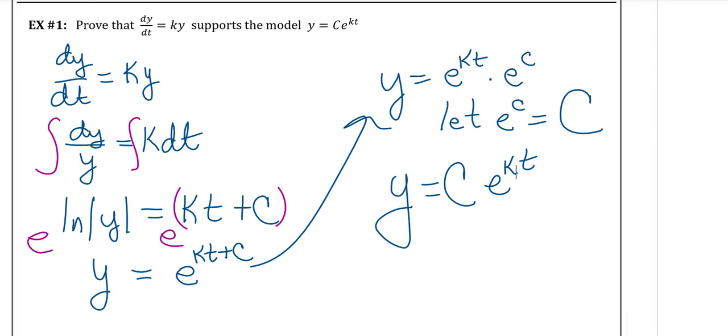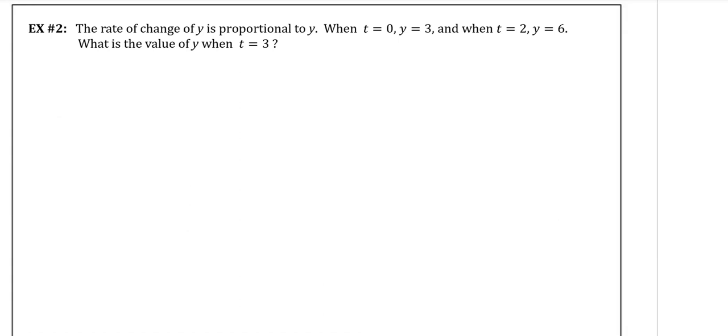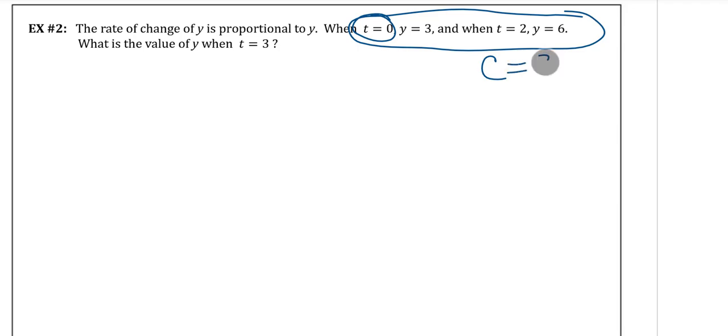Okay, so let's finish up this lesson with doing a couple of examples using this model. Example 2 says the rate of change of y is proportional to y. When t equals 0, y equals 3, and when t equals 2, y equals 6. The reason why we need two conditions is because we have two constants. We have the constant of proportionality, which is k, and we also have our initial condition, c. And the nice thing is we're given the initial condition, so we already know that c equals 3. So we're good with that. So we want to then solve it once we find k for when t equals 3.